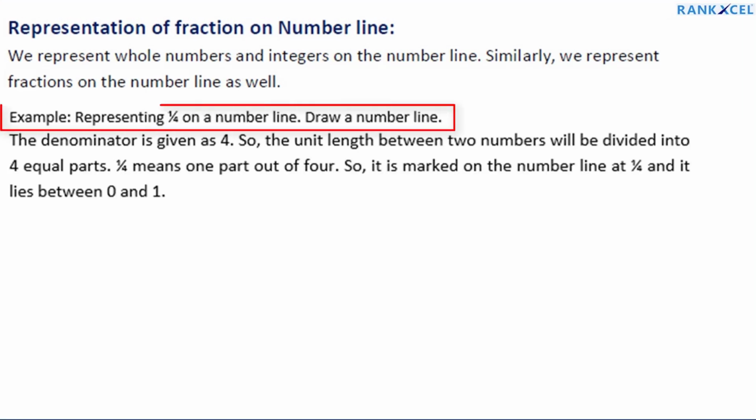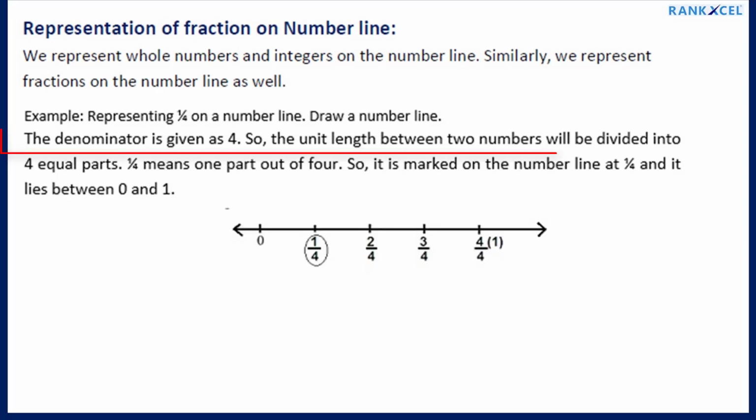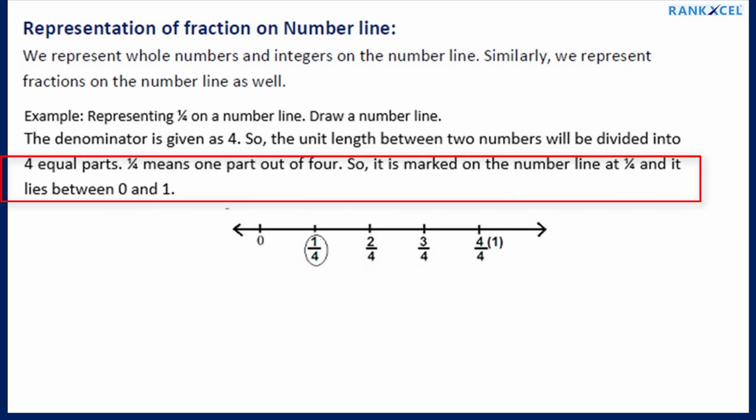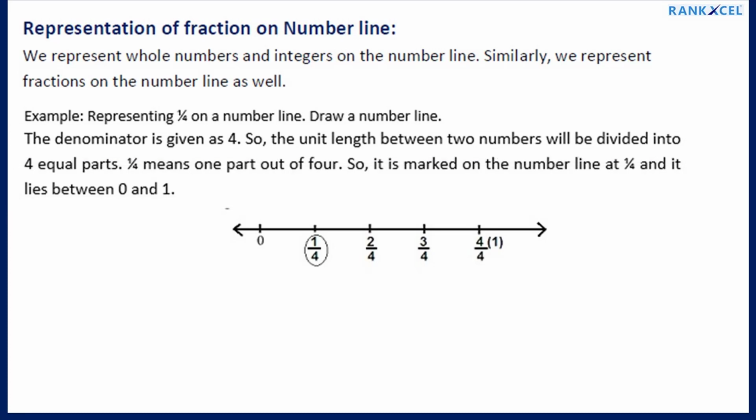Example, representing 1/4 on a number line. Draw a number line. The denominator is given as 4. So, the unit length between two numbers will be divided into 4 equal parts. 1/4 means 1 part out of 4. So, it is marked on the number line at 1/4 and it lies between 0 and 1.